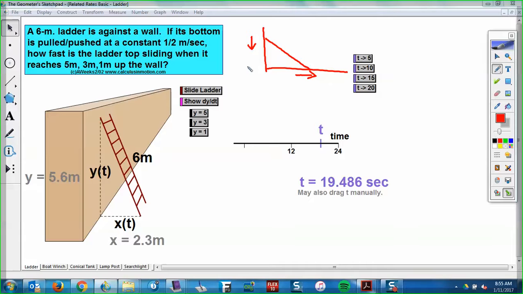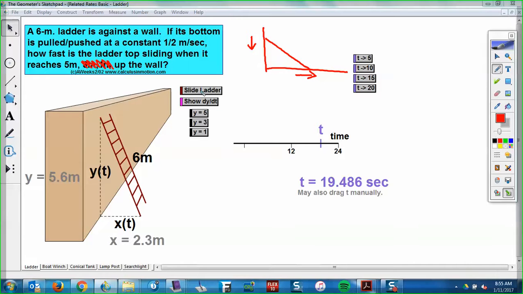So we have a 6-meter ladder against a wall. The bottom is pulled or pushed at a constant 1/2 meter per second. How fast is the top of the ladder sliding? And let's just pick one of these. How fast is the top of the ladder sliding when it reaches 5 meters up the wall? So when the ladder is 5 meters up the wall.